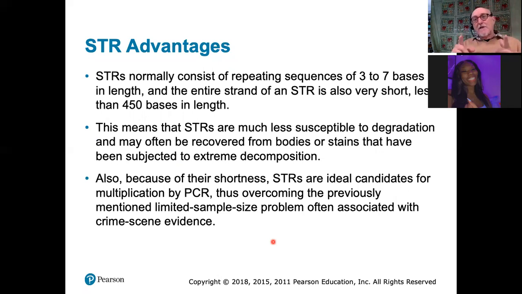There's another advantage to the fact that these tandem repeat areas are short, and that is that very often identity can be extracted even from very old DNA. What happens to DNA when it ages, especially if it's in the light, is that it breaks into fragments, it shatters into small fragments. Those small fragments may still be useful, however. They may be long enough that we can extract STR information from them.